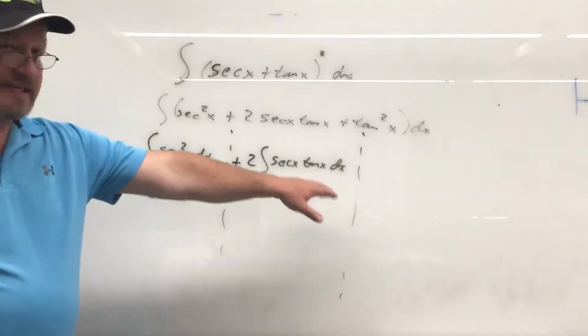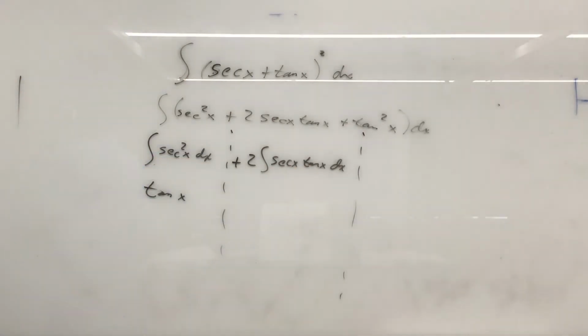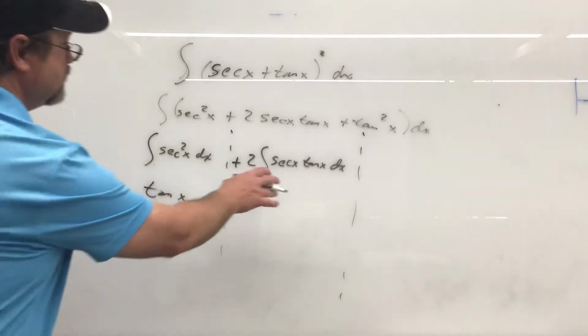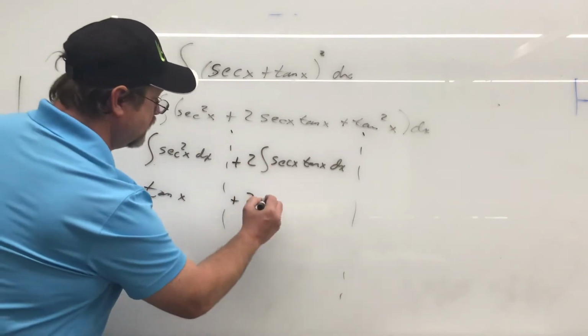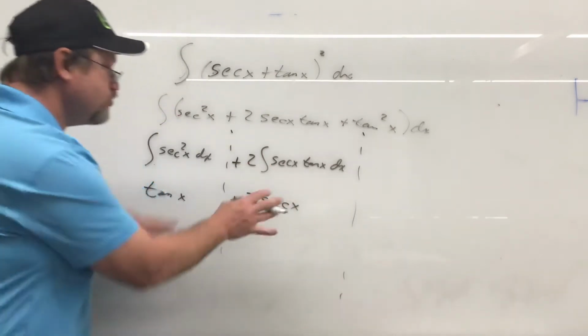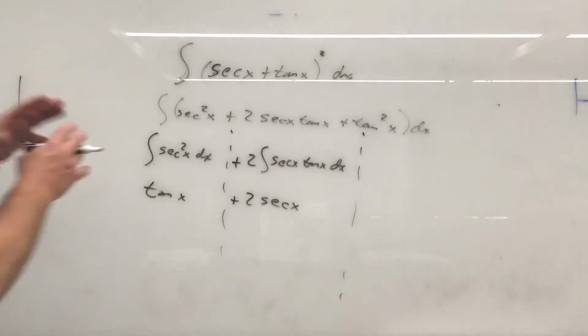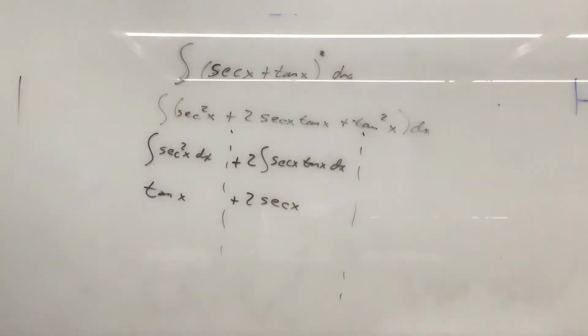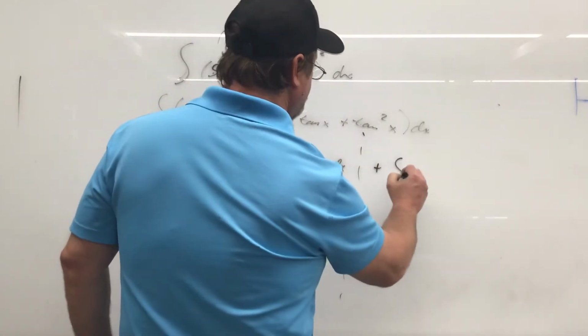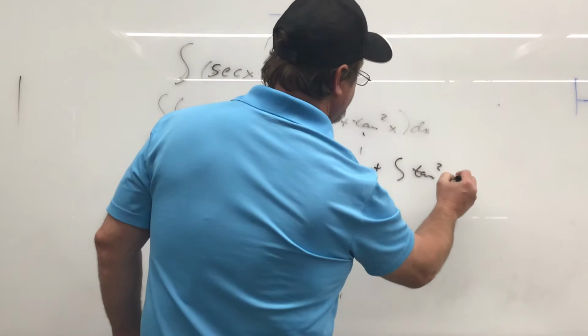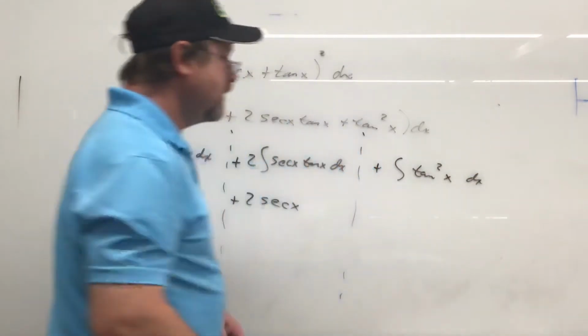I look at secant x tangent x and say the derivative of secant is precisely secant x tangent x. Therefore, that piece just integrates to secant, and I still have the 2 sitting out front, so that's 2 secant x. Once we square this out, those two fit precisely into some form that's in that table. The last one, however, is more complicated: plus the integral of tangent squared x dx. Now, what's wrong with this?